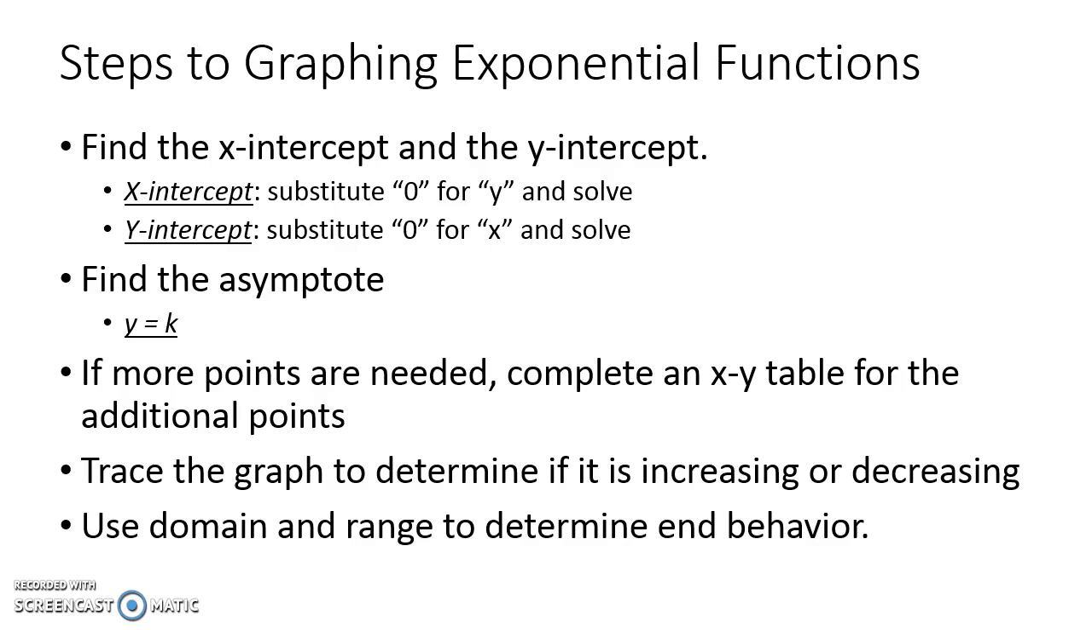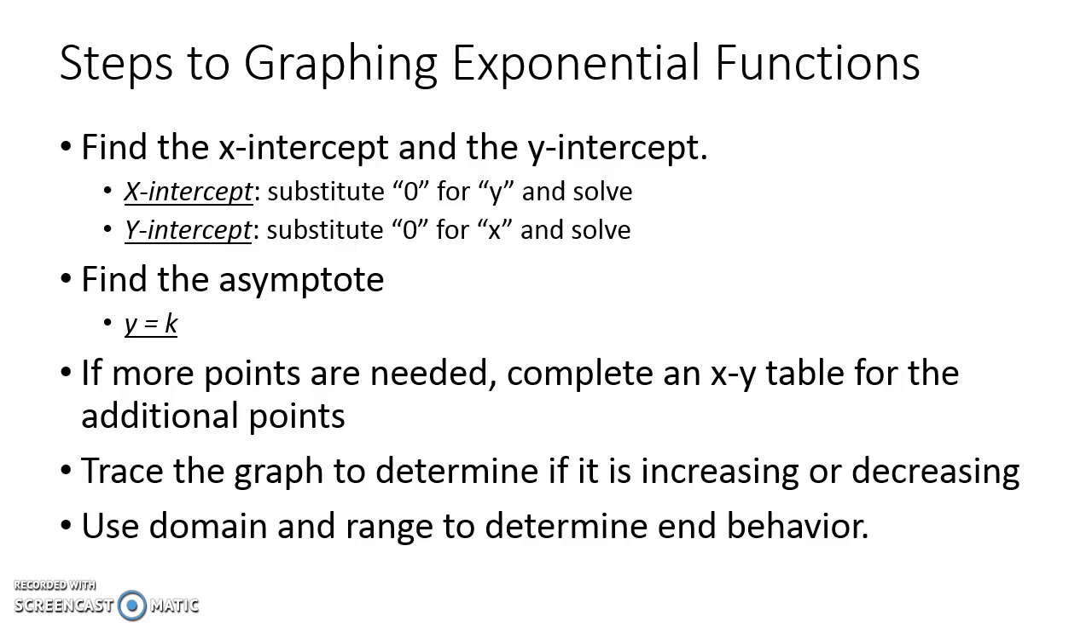After doing that, you want to see if you need any more points, because sometimes you're going to need about 3 or 4 points. Sometimes the x and y-intercept will give you 1 and 2. You may need a third point or even a fourth point to try to draw your graph kind of accurately. So what you do is you complete an XY table. Some people call it an input and output table. It's just a table in which you'll be choosing the value for x, and you're plugging in that x value into your exponential equation, and then you'll be solving for y.